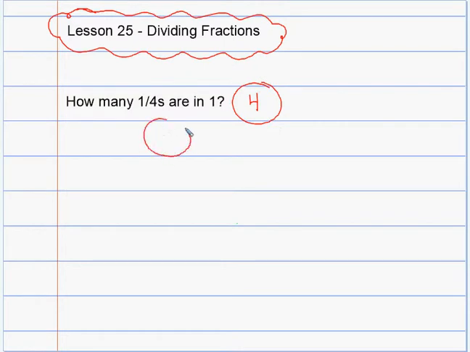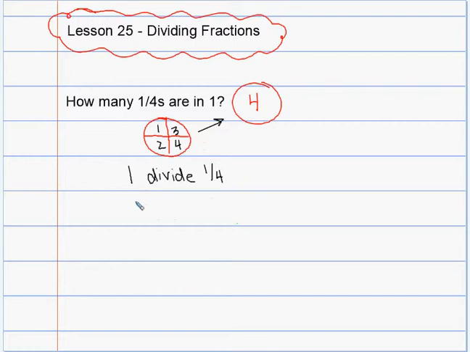If you take a look at 1 whole, and you want to know how many quarters are in 1 whole unit, you divide it into fourths. Did you hear what I said? You divide. You take 1 and you divide into fourths. Okay, so you have 1, 2, 3, 4.